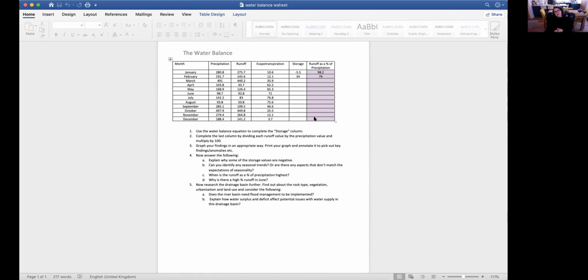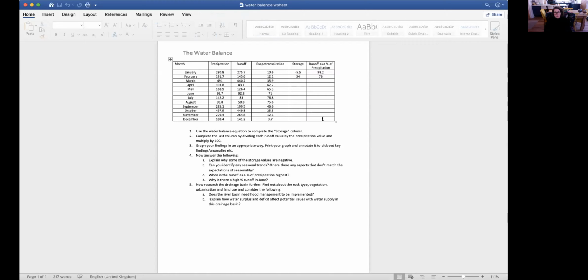So knowing the amount of runoff is important to identifying some of the factors that might affect that drainage basin. We can see here that some of the figures are quite high. There's quite a high percentage, 98.2% of the rainfall, or the precipitation that falls, ends up flowing over land. Now that's going to mean that the water is going to get to the river very quickly. So that's going to increase its risk of flooding.